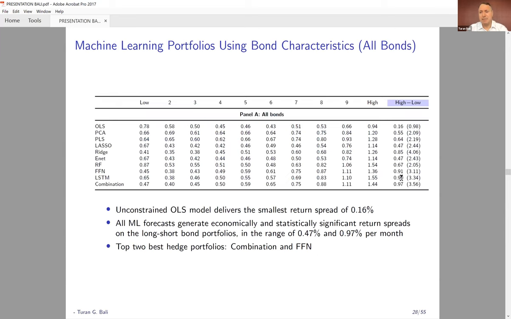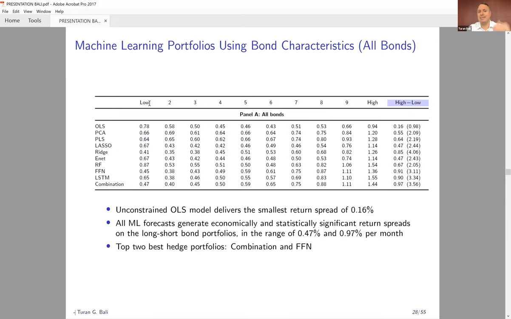All right, so what about the economic significance of our findings? This is the standard setting in the asset pricing literature and also in Bryan's paper. We sort individual bonds into long-short portfolios. These are decile portfolios.